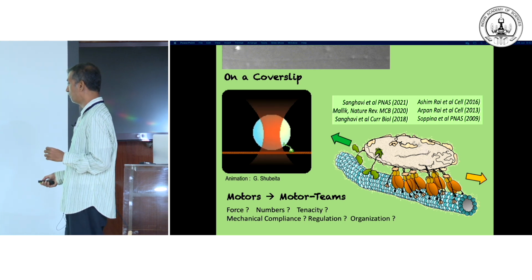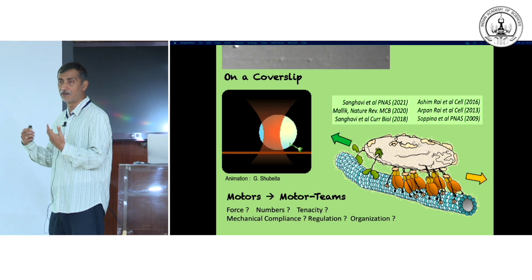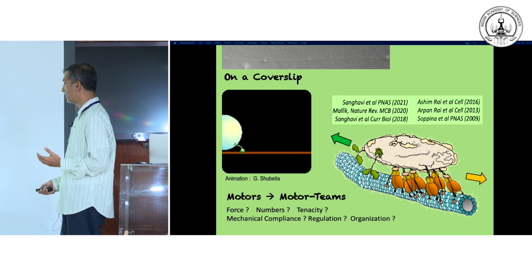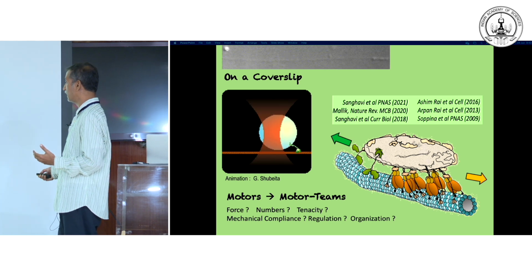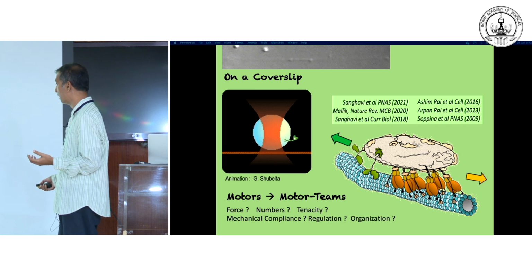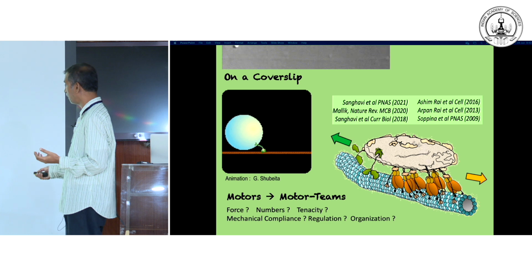What are the numbers of motors? What is the tenacity? What is the average duration over which these kinds of motors can generate force? What is the mechanical compliance of this structure? How are they controlled by the cell? For example, you saw those pigment granules move back and forth. What is the geometrical organization of these motors on this surface?